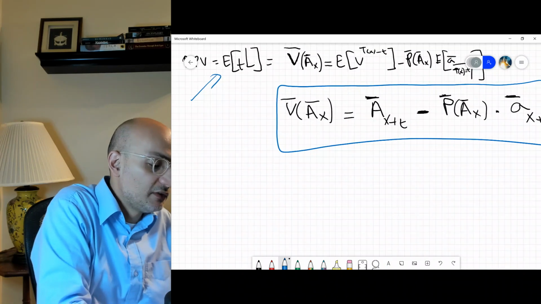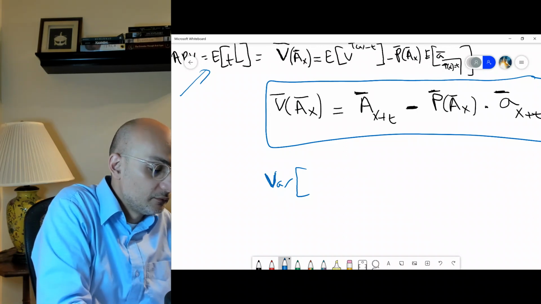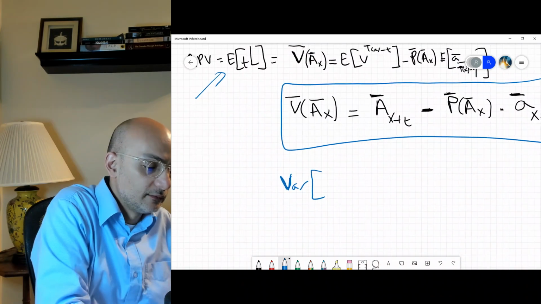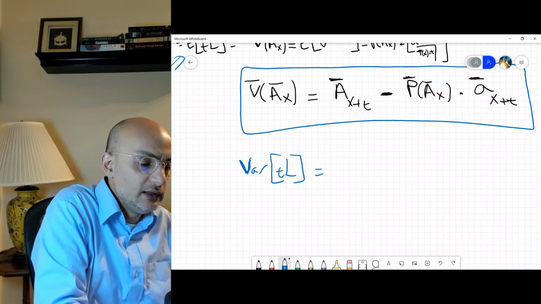We took the expected value. Now let's take the variance also. I'll use Var for variance. This is the variance of the loss, and this is very straightforward.